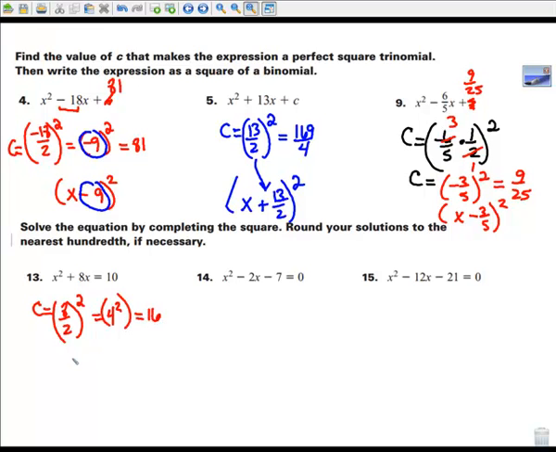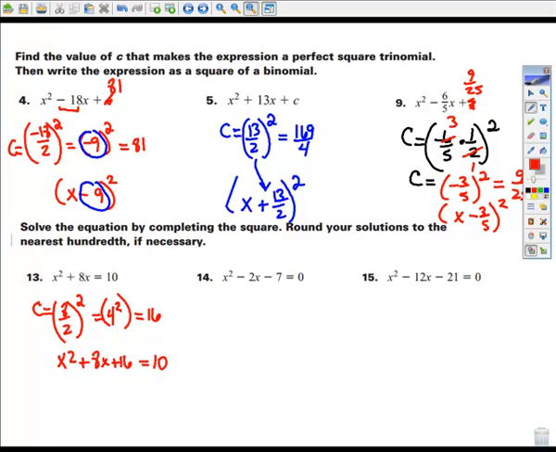which is 16. So I end up with x squared plus 8x plus 16 equals, but I have to go 10 plus 16. I had to add this 16 to both sides so that it balances out. This now I can break down into x plus 4 squared equals 26. Now this takes us back to yesterday's type of problem where we're going to square root both sides. So I get x plus 4 equals positive and negative square root of 26. I know it's 5 point something.